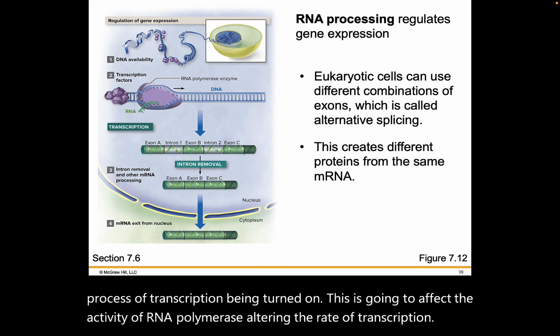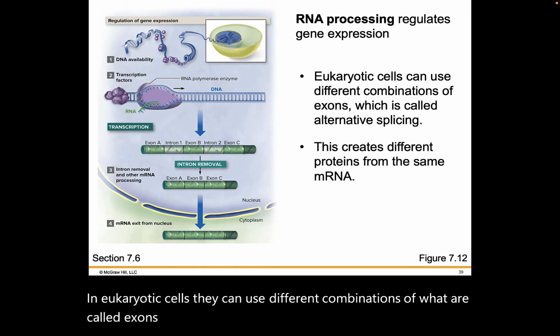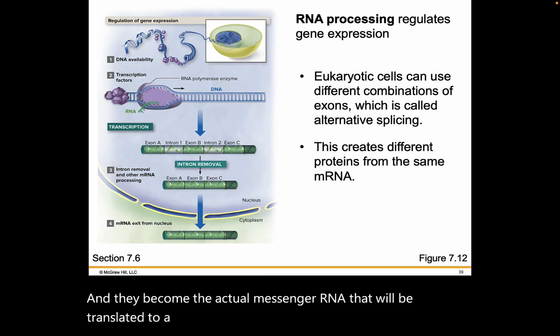In eukaryotic cells, they can use different combinations of what are called exons. This is what's known as alternate splicing, and this creates different proteins from the same messenger RNA. So you can see here, the introns get cut out and stay in. They really get deteriorated. And then the exons exit, and they become the actual messenger RNA that will be translated to a protein.